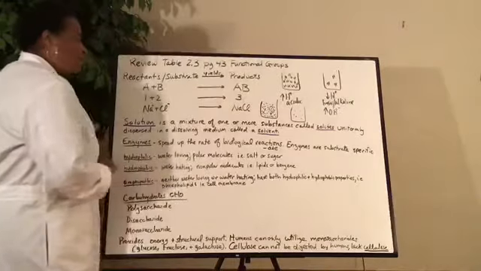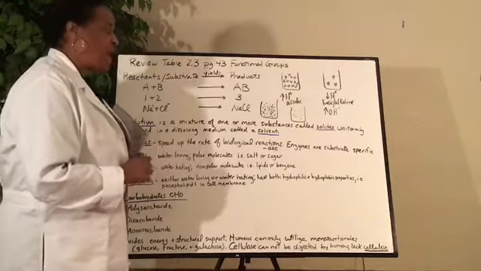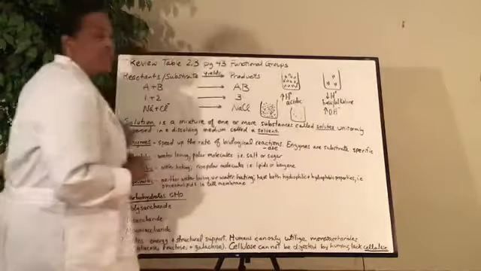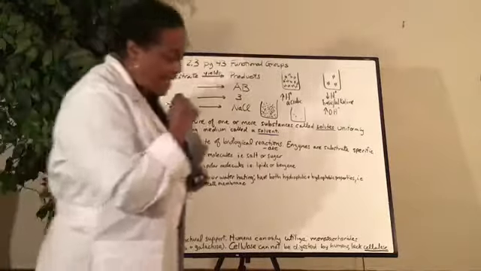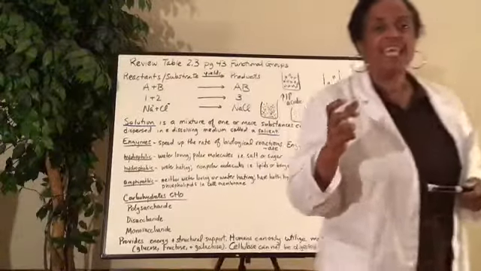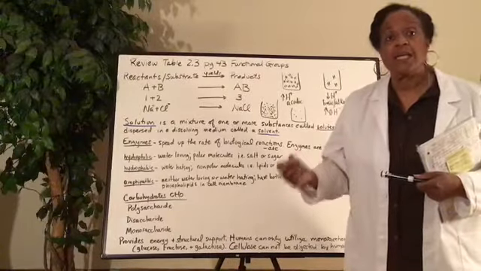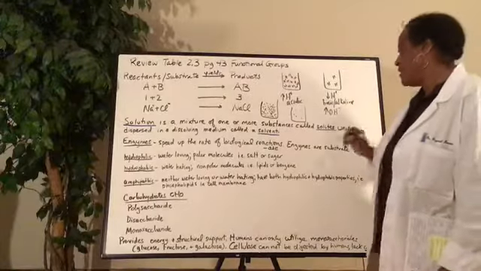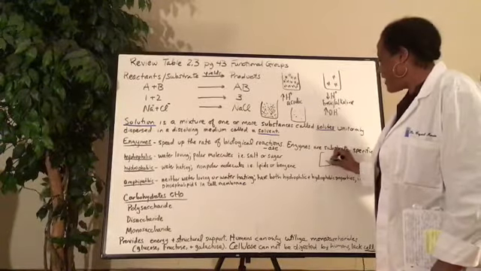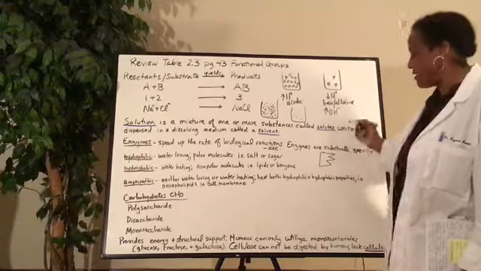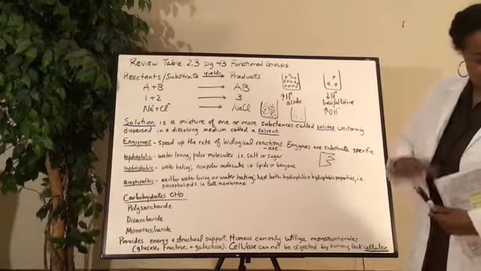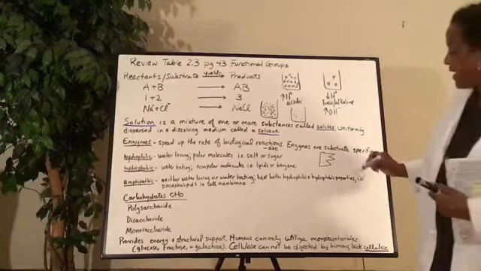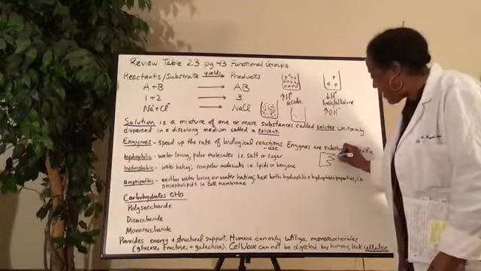Let's look at enzymes. Enzymes speed up the rate of a biological reaction. Enzymes are substrate specific. So enzymes are like a key in a lock or a hand in a glove. They're specific. So let's just draw the substrate like that, and then we'll draw the enzyme that has to fit this substrate. Enzymes are very specific.